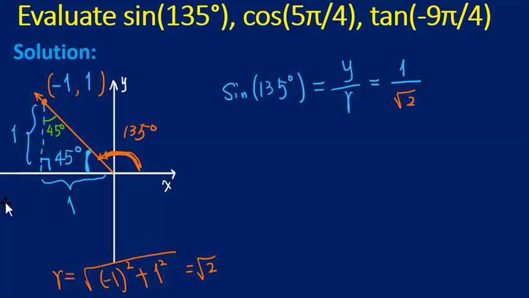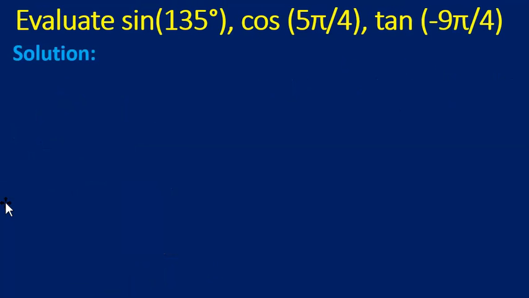We need to rationalize the denominator. So let's multiply by square root 2 over square root 2. And the answer is square root 2 over 2. Let's take a look at the next one. Cosine of 5 pi over 4.